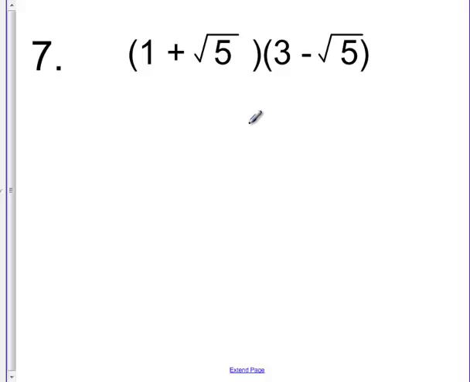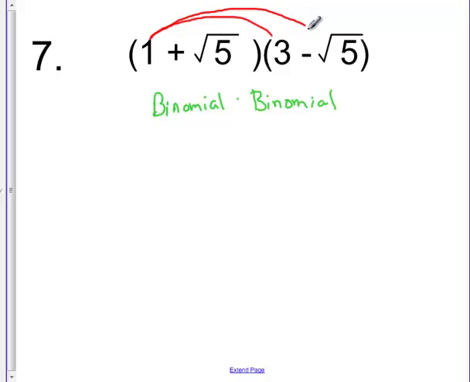So this is a binomial times a binomial. And the beauty of math is once you create a law, it has to be followed throughout math. So when you did this back in algebra, you used that terrible F word FOIL, and I'm just going to do my double distribution. 1 times 3 is 3. 1 times negative radical 5 is negative radical 5.